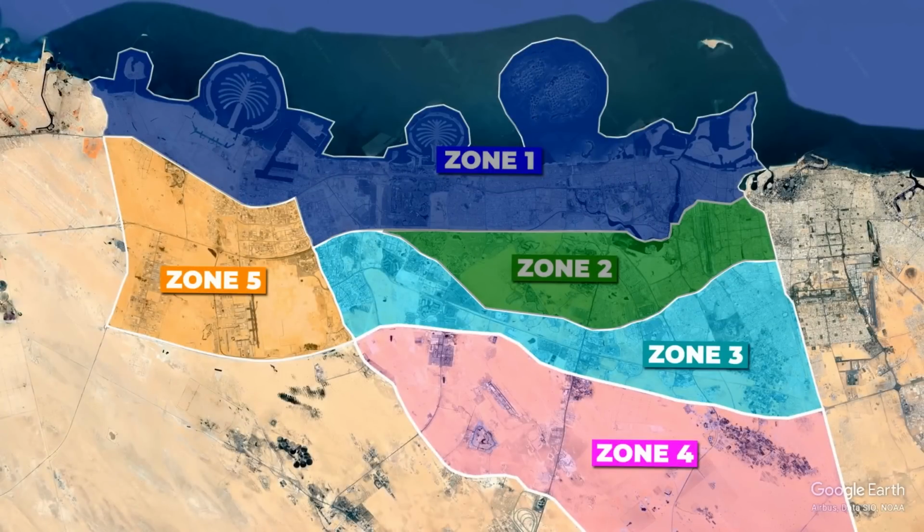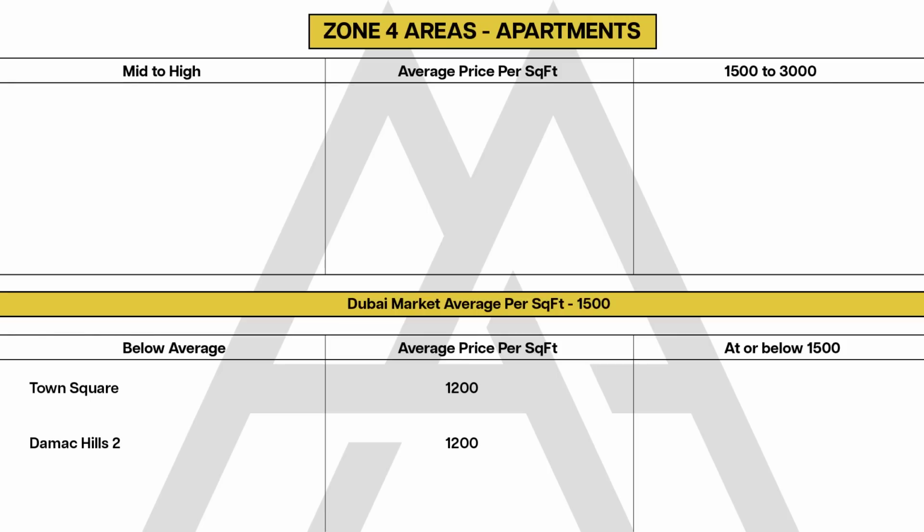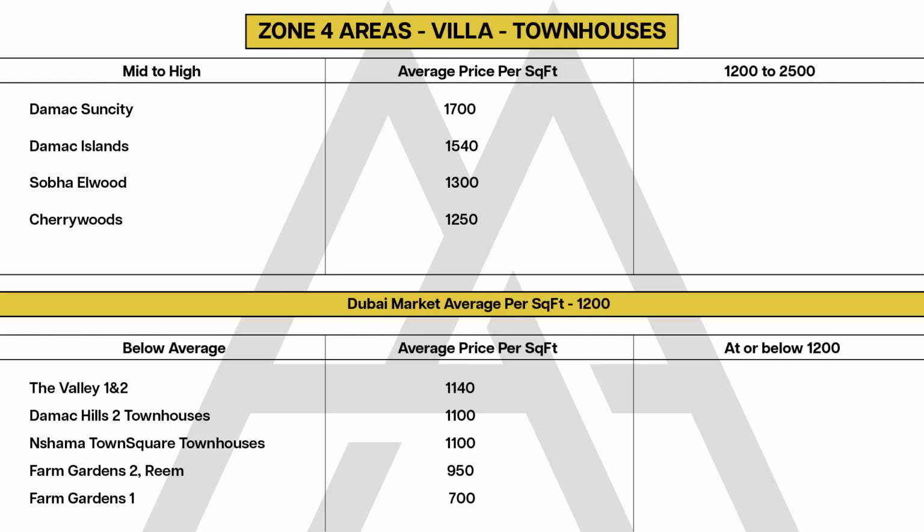Now I will start with Zone 4, the new suburban area beyond the Emirates Road. First I will mention the two apartment options here, and then I will explain all the townhouses and villa communities in this area. And we will go in decreasing order of average price per square foot.